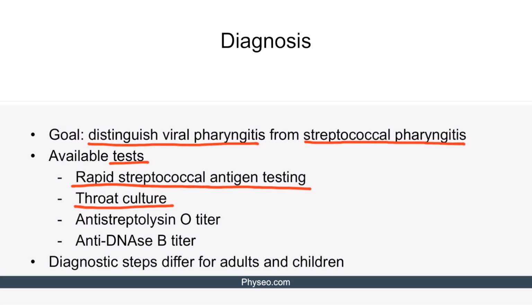Other available tests for strep include anti-streptolysin O titers and anti-DNase B titers, both of which will be elevated in patients with a group A strep infection. That being said, most clinicians and exam questions rely solely on the rapid streptococcal antigen test and/or a throat culture to diagnose streptococcal pharyngitis. The challenge is in knowing the correct indication and sequence of ordering these tests. And to make things harder, the diagnostic steps differ for adults and children.